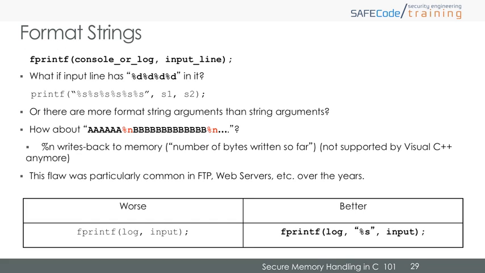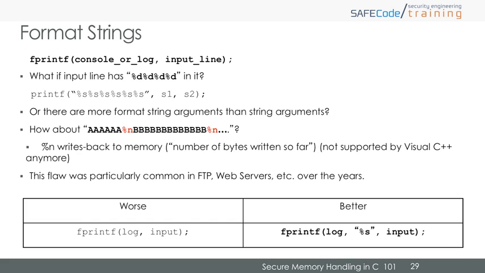But worse, if that format string has things like %n in it, that actually tells the printf or fprintf function to start writing data back into locations in memory, representing things like how many bytes it has formatted so far. It's important to mention that %n is no longer supported by Visual C++. The makers of Visual C++ decided that the small value this functionality provided was not worth the security risks.